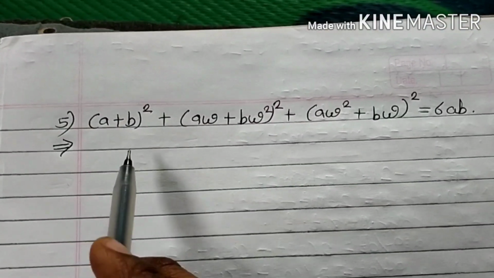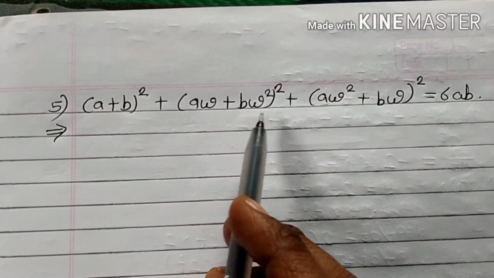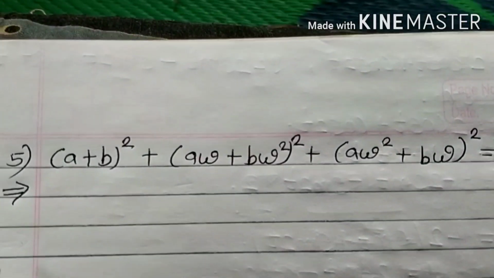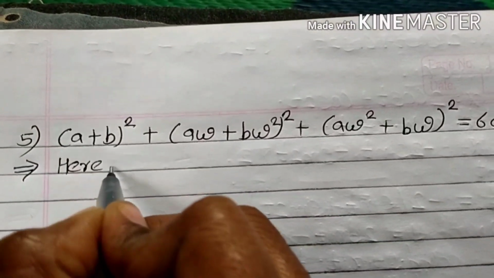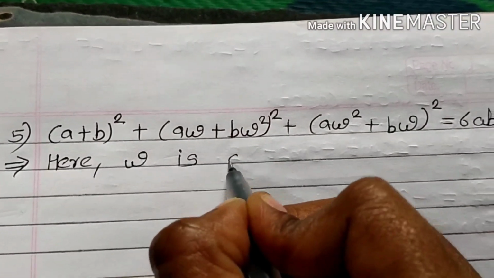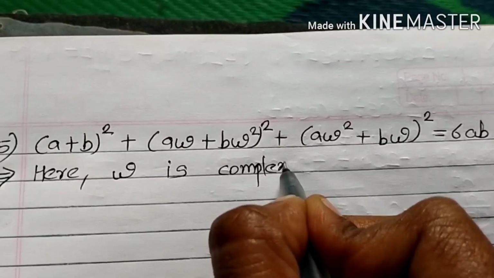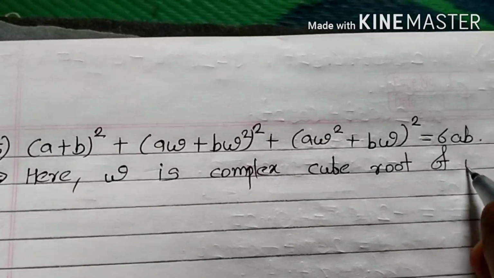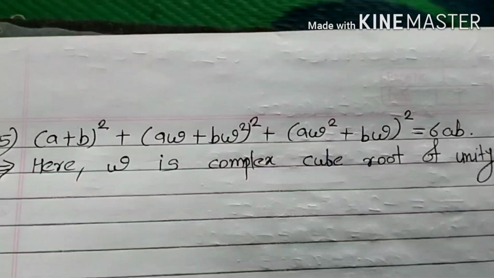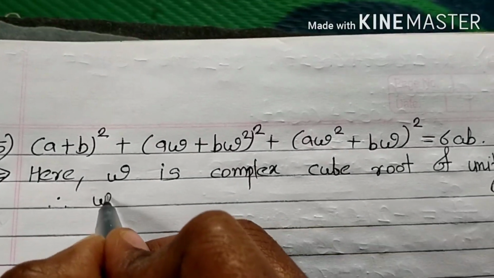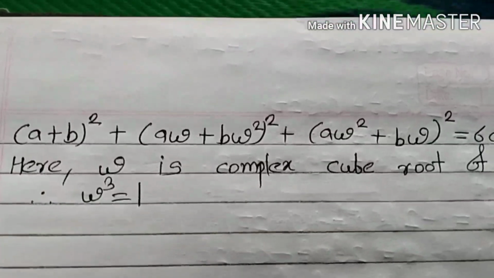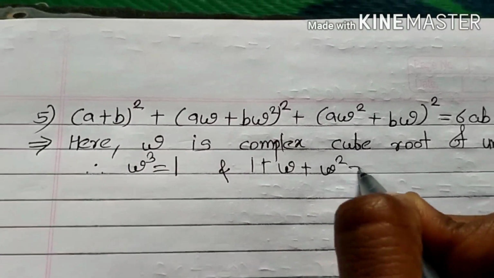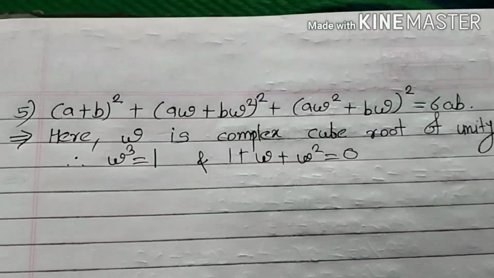Now next example, (a plus b) whole square plus (a omega plus b omega square) is equal to 6ab. We have to prove that. So before that, right here omega is a complex cube root of unity. Therefore, omega cube is equal to 1 and 1 plus omega plus omega square is equal to 0. Okay, so write LHS.